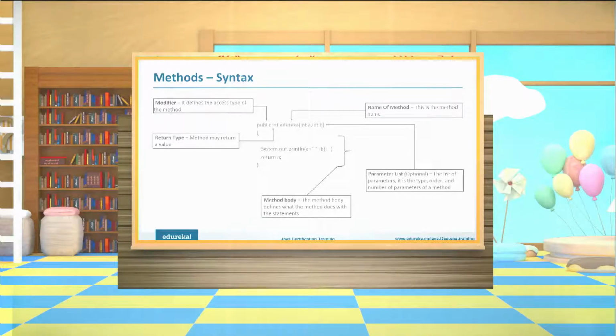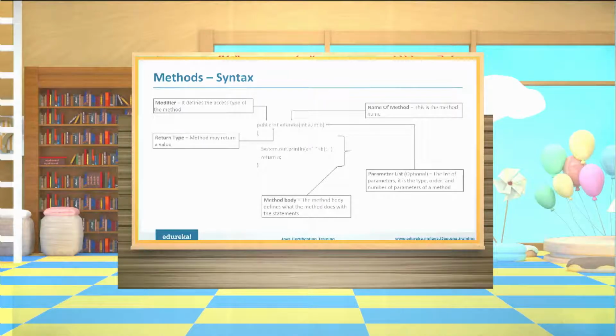Similarly, you could have private, default scope, or protected scope. Public is accessible anywhere within the program, private is within the class, default is within the package, and protected is within the subclass and the package. Okay. What is this int? It is nothing but the return type. So this particular method is going to take two arguments, do something and return an integer, right?